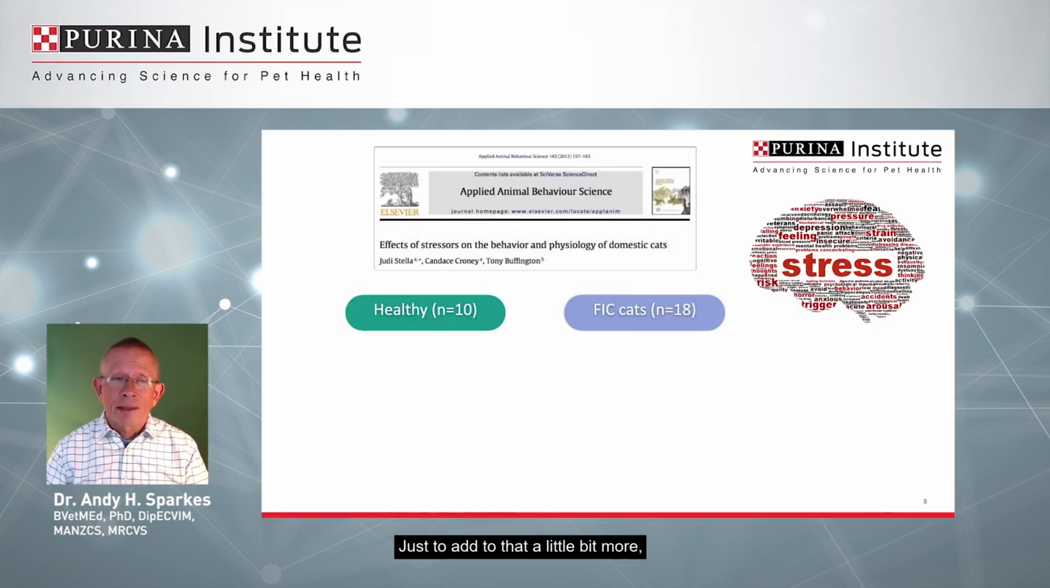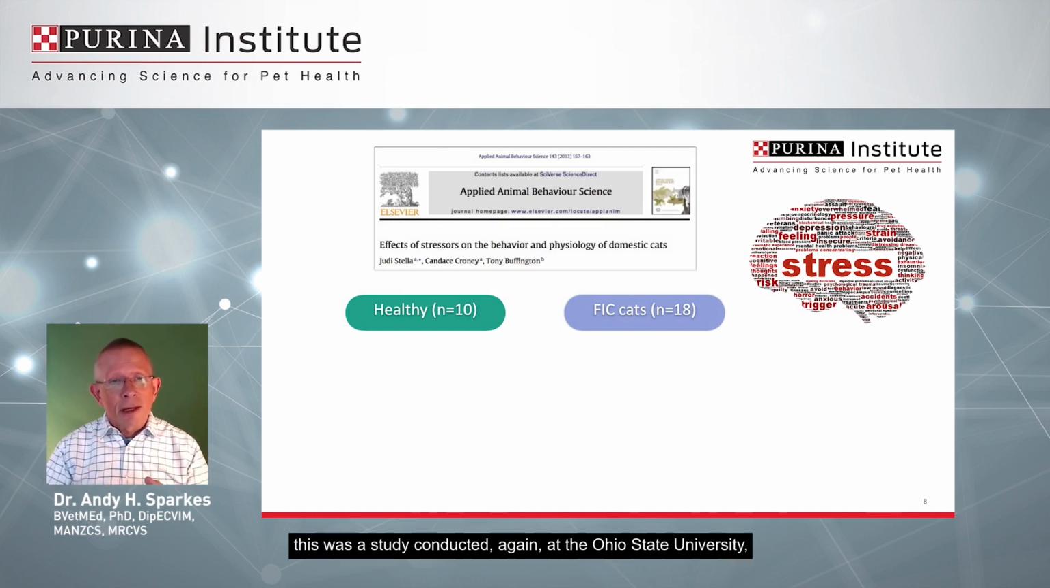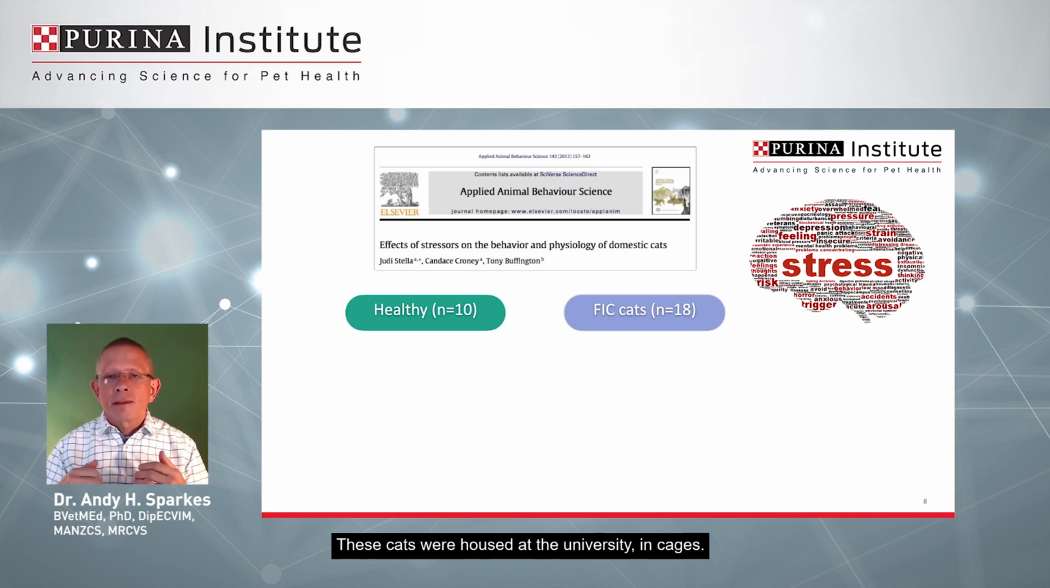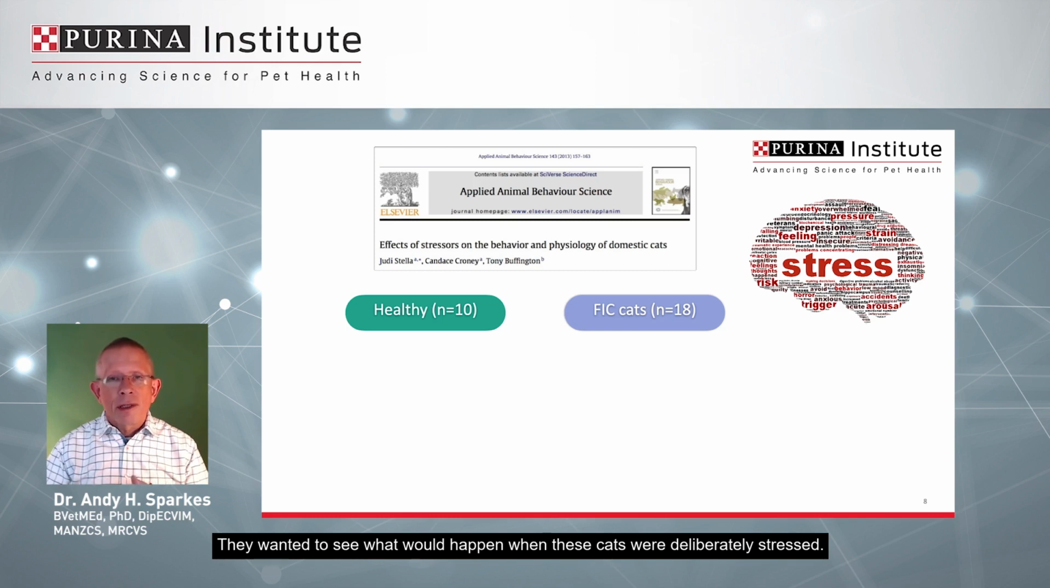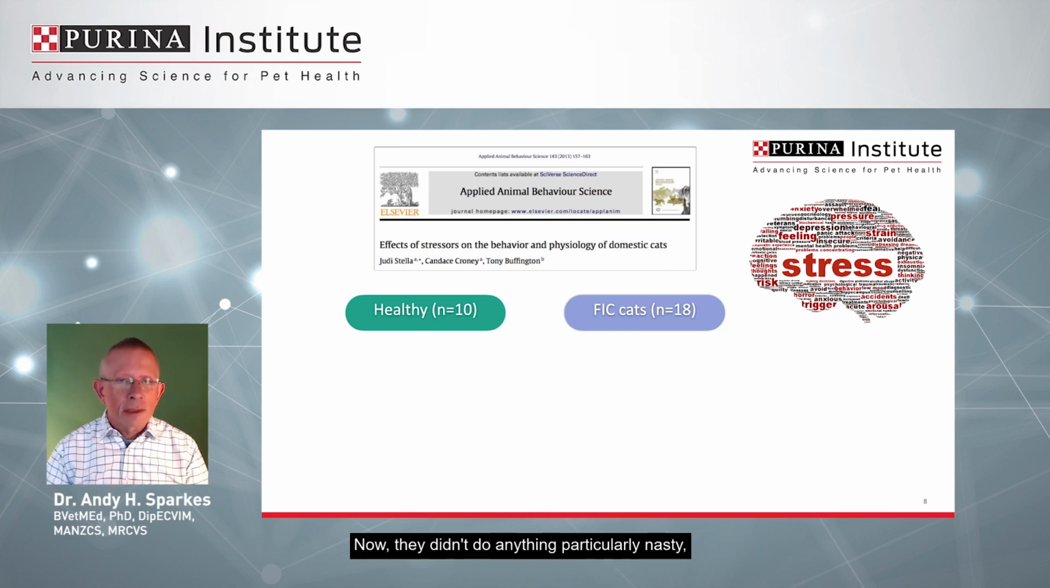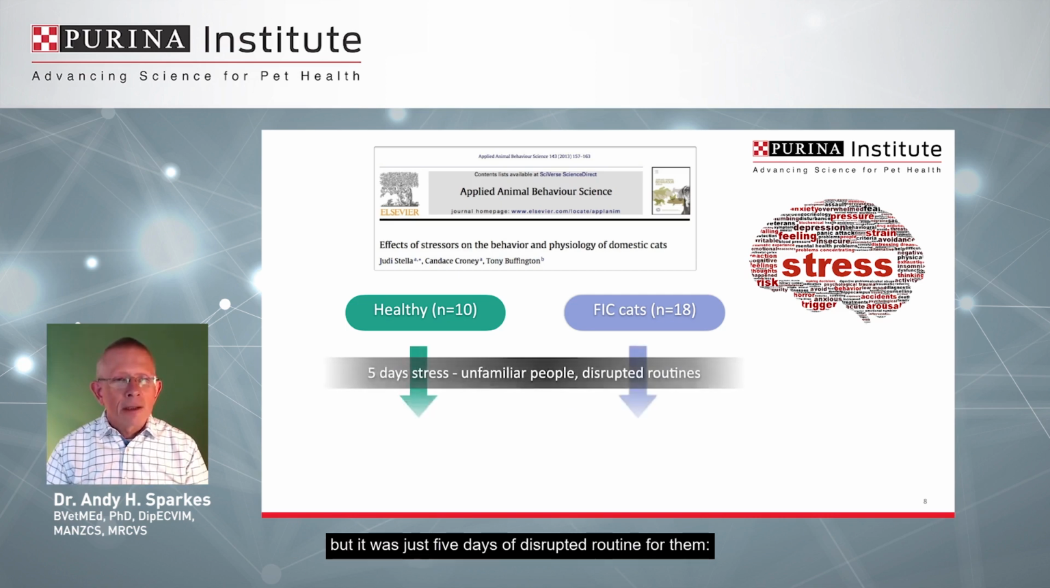Just to add to that a little bit more, this was a study that was conducted again at the Ohio State University, where they looked at a group of 10 healthy cats and a group of 18 cats with idiopathic cystitis. And these cats were housed at the university in cages, and they wanted to see what would happen when these cats were deliberately stressed. Now, they didn't do anything particularly nasty, but it was just 5 days of disrupted routine for them.